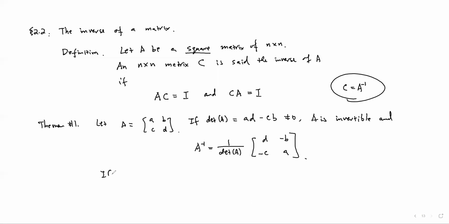On the other hand, if the determinant is 0, A has no inverse. Theorem 1. Now the second theorem in this section is theorem number 2. For a general n by n matrix A, how do we know the matrix has an inverse?